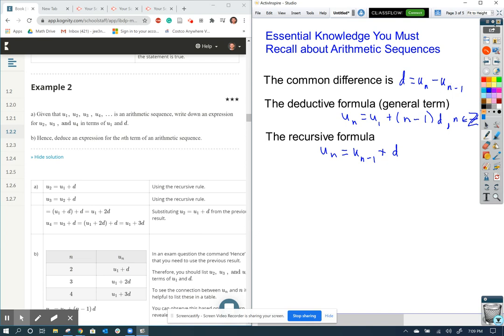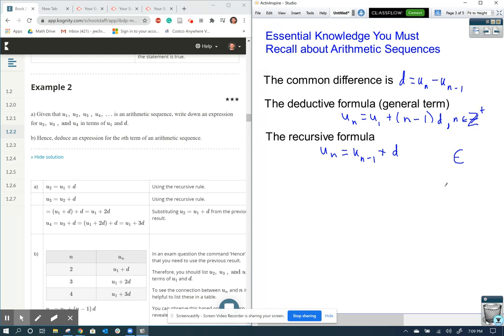We also have the deductive formula, or the general term formula, and that's u sub n is u sub 1 plus n minus 1 times d. And that's where n, or which term we're talking about, like the first, second, or third term, is an element of the positive integers. So if you're not familiar with this notation, this little E-looking thing, it's kind of like a C, but with a little line making an E, that means an element of.